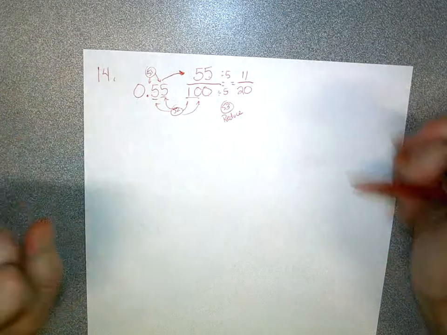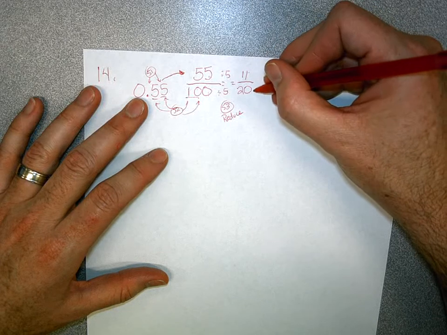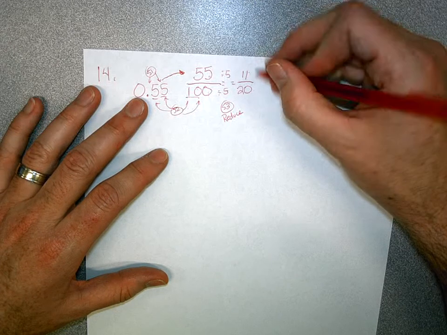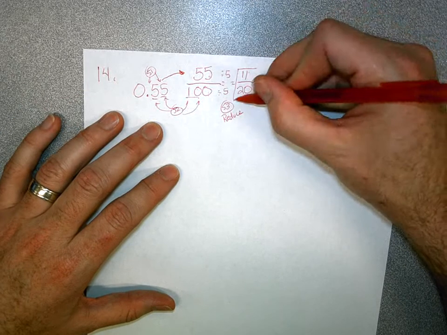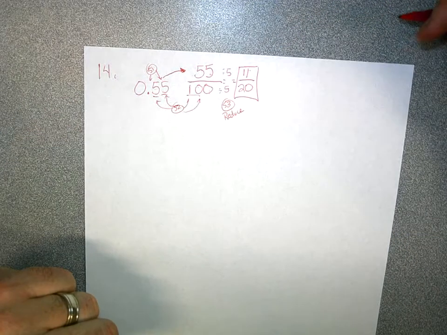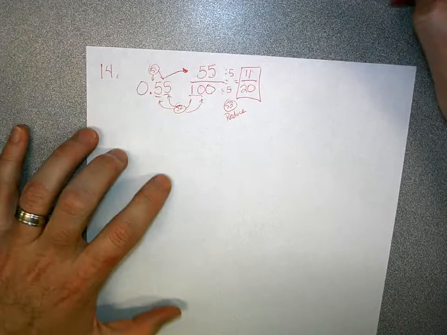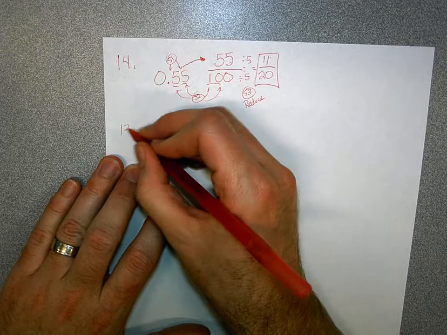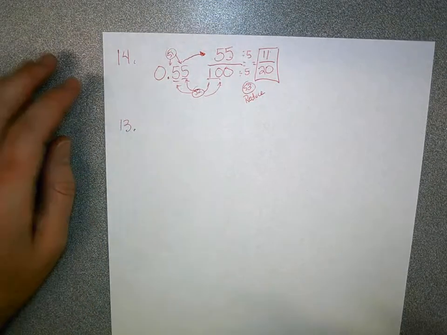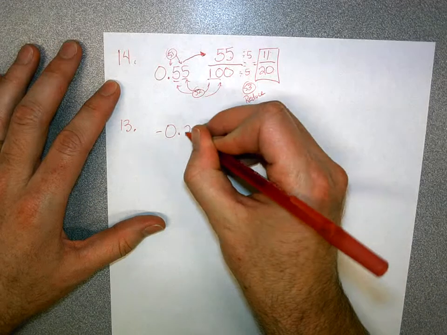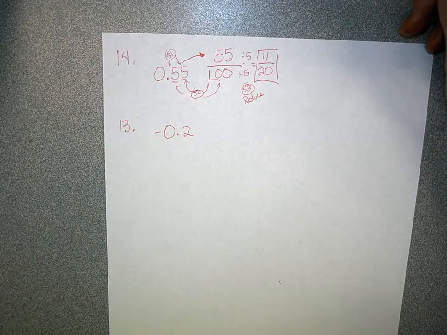All right, and then 11 is prime. I can only divide it by 1 and 11, and dividing 20 by 1 doesn't do us any good, but I can't divide it by 11. So that is how you change a decimal to a fraction. Okay, so with that said, I want you guys to try out problem number 13. Problem number 13. So you're converting negative 2/10 to a fraction. All right, I'll give you guys a minute. Go ahead and do that. Go.